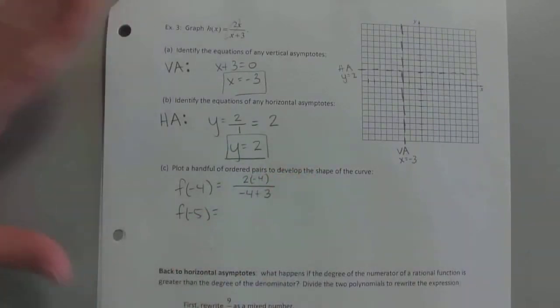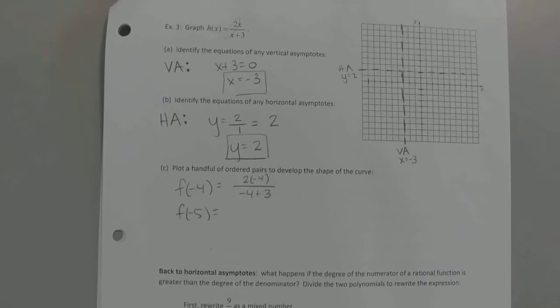Guys, how do you find a y value when you have an x value and you have a function? What do we need to do with that x? Plug it in, right? So f of -4 is just 2 times -4 all over -4 plus 3. Do you guys agree with that?